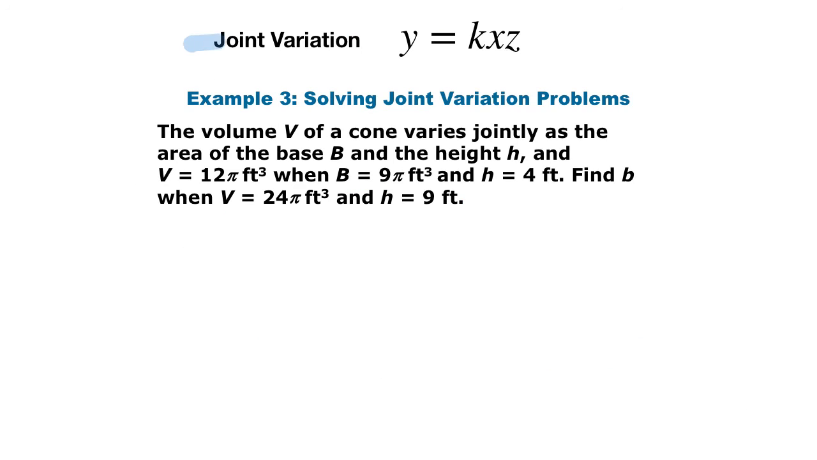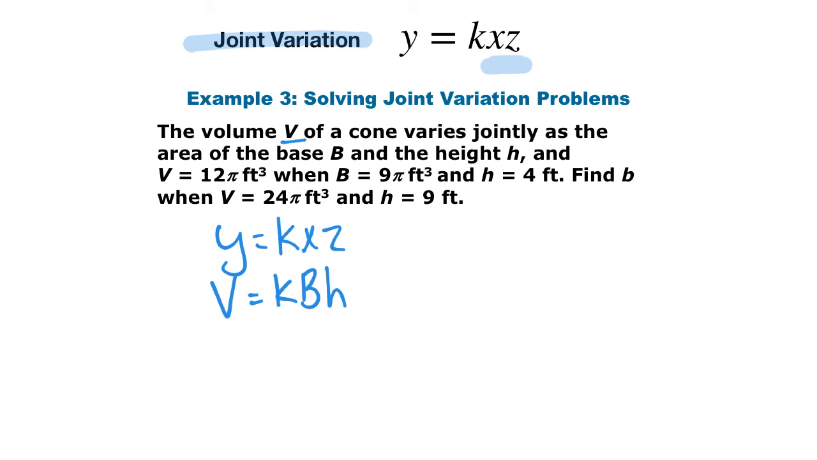Next type of variation is joint variation, which just means that we have more than one variable that are varying directly. So it's the same type of equation, just with more than one variable. So here we have the volume of a cone, V, varies jointly as the area of the base and the height. So I'm going to start by just writing down the general equation for joint variation. And then I'm going to fill in the variables that we're using here. So V for volume varies jointly. So I still have k, I don't know what that is. But it varies jointly as the area of the base, capital B, and the height, H.